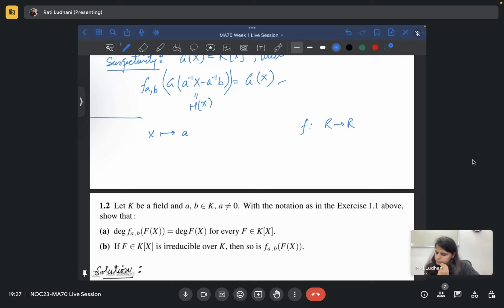If I define the image of x as any polynomial, then such a map exists. So the existence part is done, that there exists a unique homomorphism, and composition also follows. Uniqueness, I'm not sure. How will you say uniqueness?